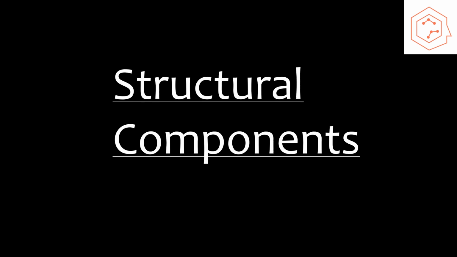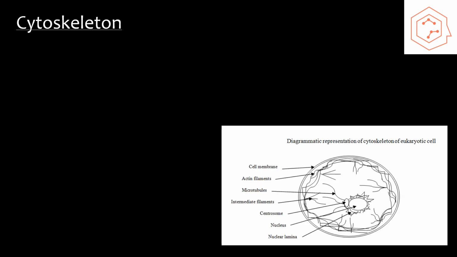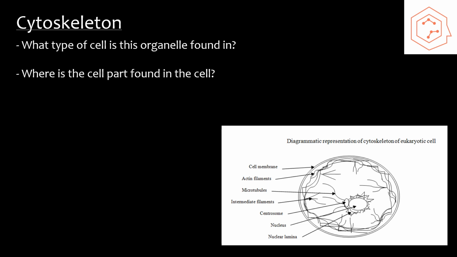Now let's talk about the structural components, so the structural parts of the cell. The cytoskeleton is found in all types of cells. So prokaryotes and eukaryotes, they all have a cytoskeleton. The cytoskeleton is found as protein fibers, so protein fibers that are extended through the cytoplasm, like we see in this diagram over here.